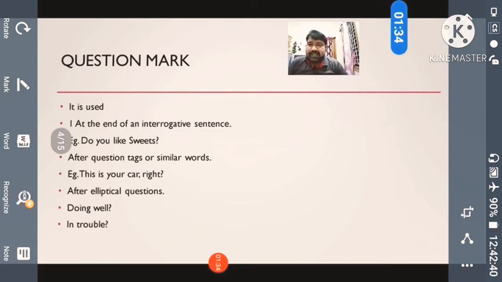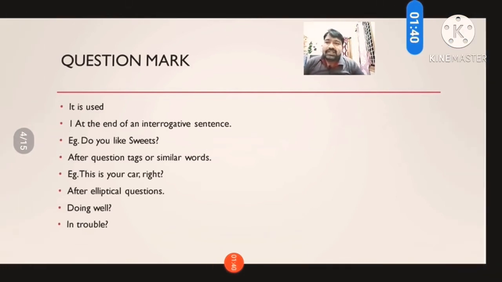In end punctuation, the second one is the question mark. It is used at the end of an interrogative sentence or yes or no questions. For example, do you like sweets? Are you able to understand? Like this we can use it. We have to use question marks at the end of this type of interrogative sentences or yes or no questions.